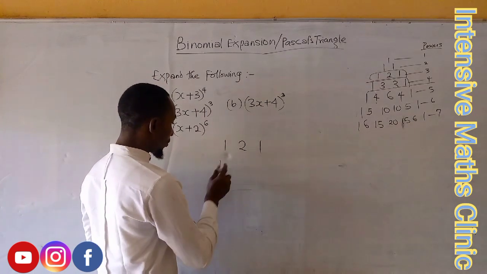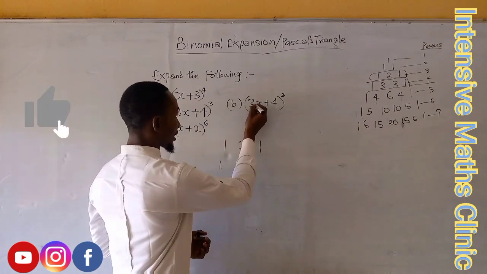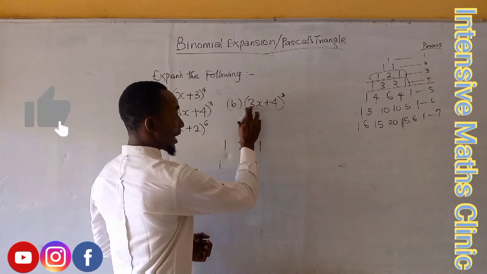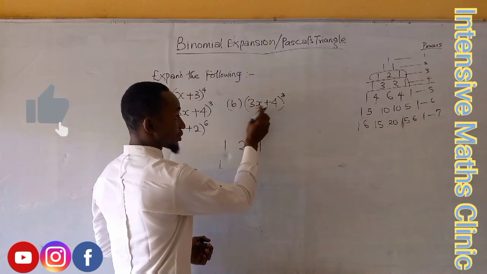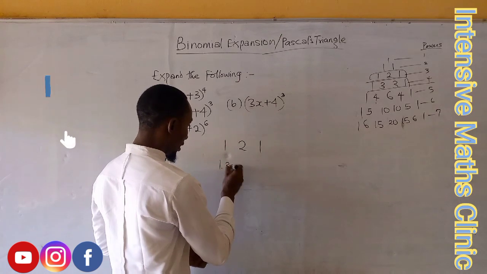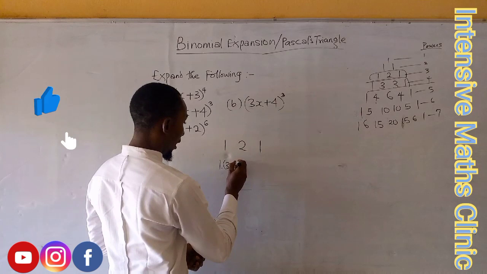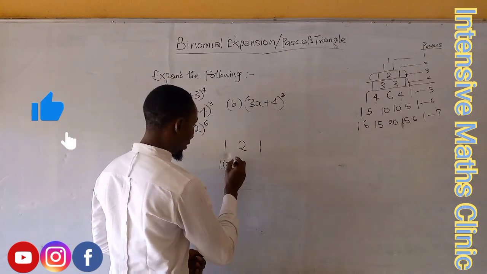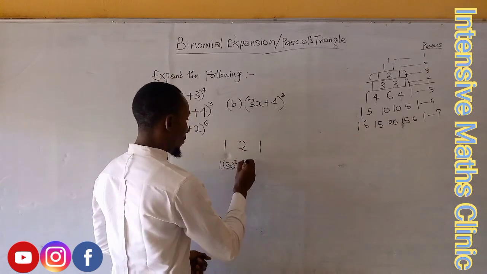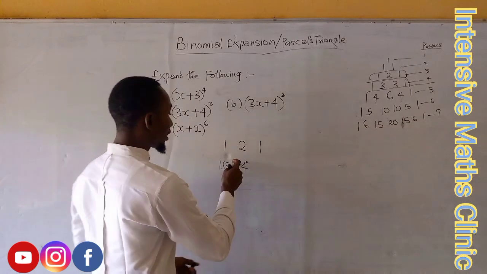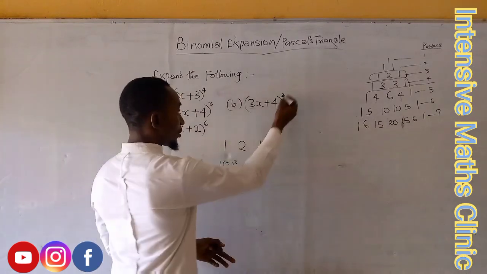We say 1 multiplied by 3x. This is a term, this is another term, by 2 terms, right? So we say 3x raised to the power of what? Raised to the power of 3 multiplied by 4 raised to the power of 0. Just like this decreases, this increases to this.